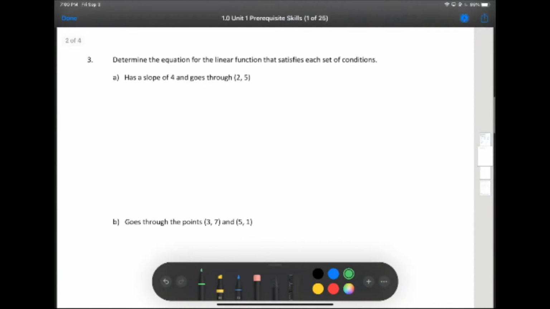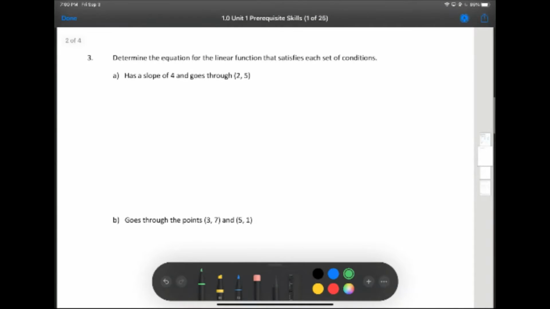Moving right along. Determine the equation for the linear function that satisfies each set of conditions. So we have that the slope is 4. Since I was using red for that 4, I'll do it again. And it goes through, technically that's not a y-intercept, that's just a point. It goes through 2, 5.